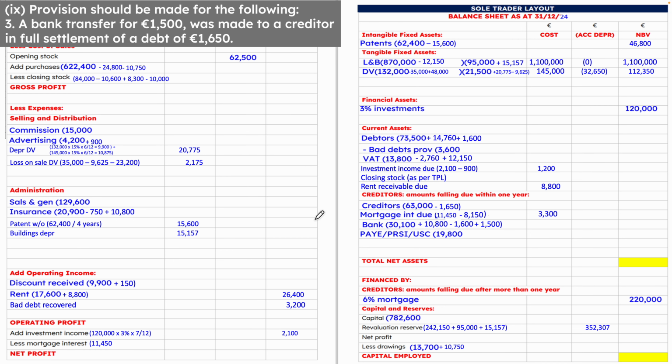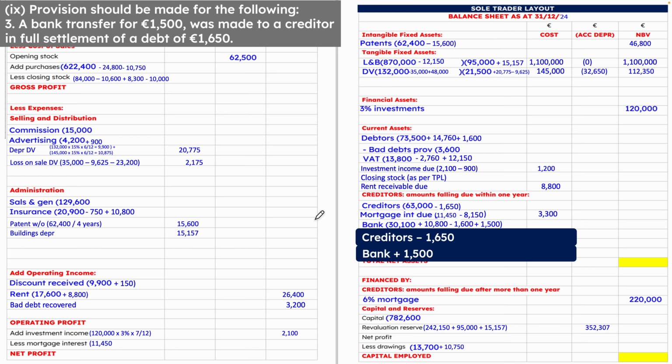So this is how this is going to look in the accounts. The bank is an overdraft and we have spent more. We've taken more money out of the bank account. So we are going to be adding that 1,500 to the bank, and the creditors are going to be minus 1,650. And then the discount in the operating income, we are adding 150 to that. And that is note 3 done.